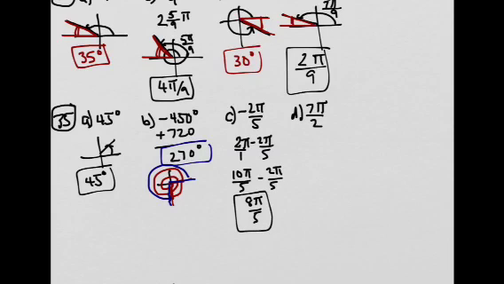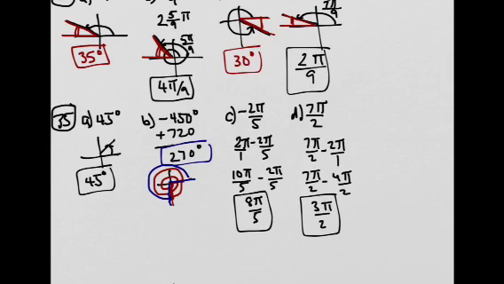And I know that 8 pi over 5 is going to end in the same spot as negative 2 pi over 5. Okay? Now, letter D, 7 pi over 2. I could subtract 2 pi from that. Common denominator is 2. So that's 7 pi over 2 minus 4 pi over 2, so that gives me 3 pi over 2. And the angle 3 pi over 2 is between 0 and 2 pi, so I'm done. Okay, so those are the 4 coterminal angles.